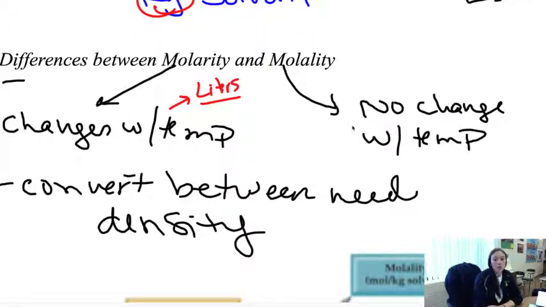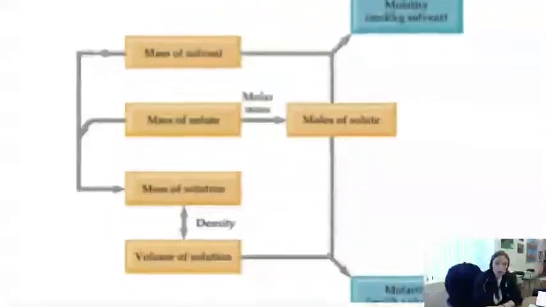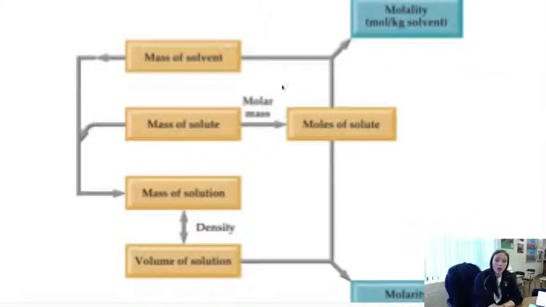You can convert between molarity and molality. All you need is density. You'll see a little diagram there on your paper showing you how you convert between all of these. If I have the mass of my solvent, I can then also use the mass of my solution. I can use density then to get my volume, and I can have molarity. If I have my mass of solute, you use molar mass to get your moles. If I have my moles, I can use either molarity or molality, one or the other.